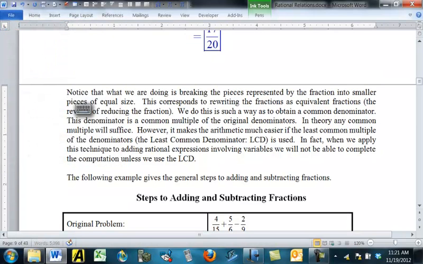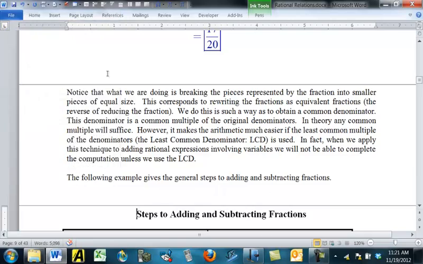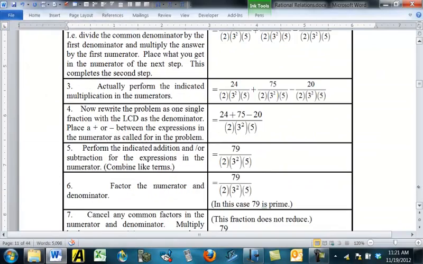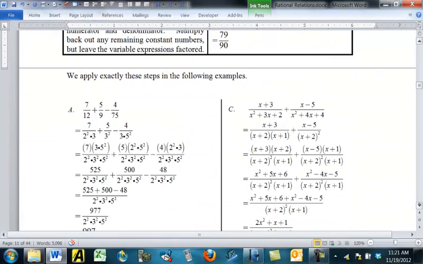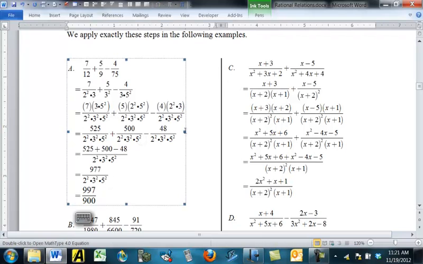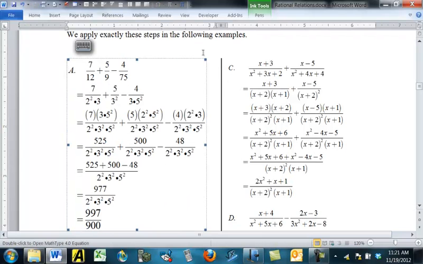Alright, now, those are the steps. Okay, so let's look at this example here on the left. To make this a little bit bigger, we can see it. 7/12 plus 5/9 minus 4/75. Recopy the numerators, recopy the minuses and pluses, but factor the denominators.